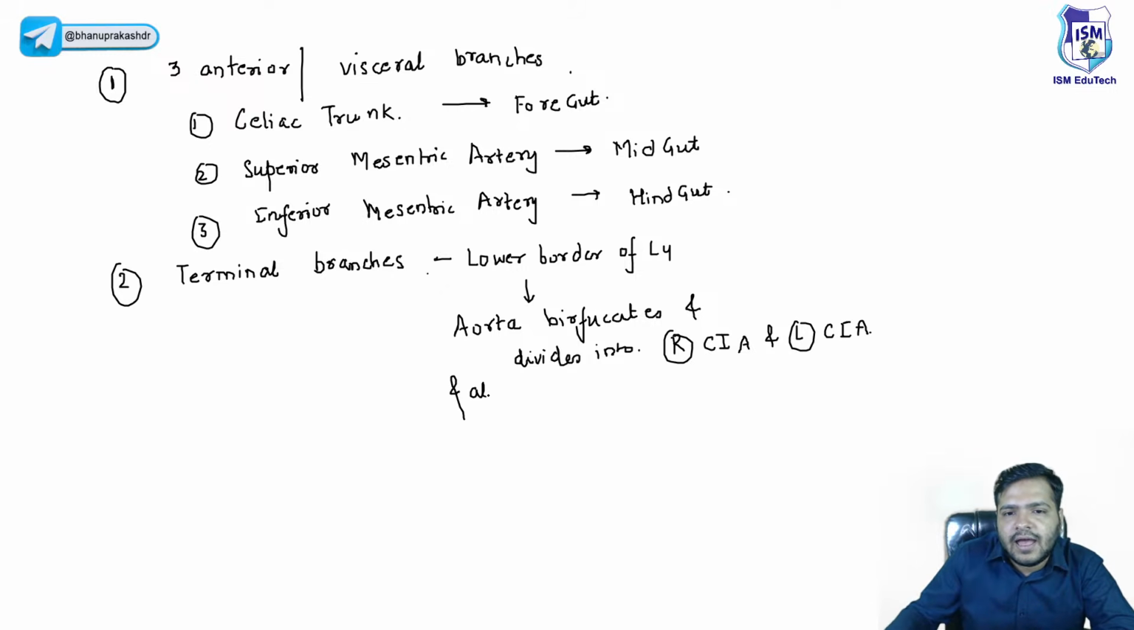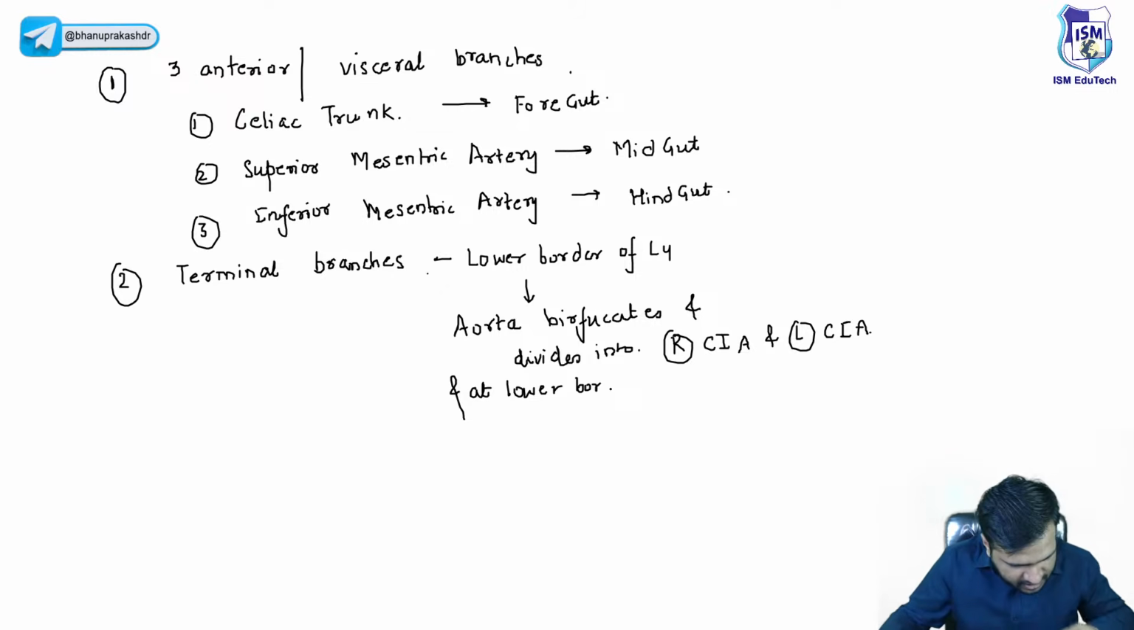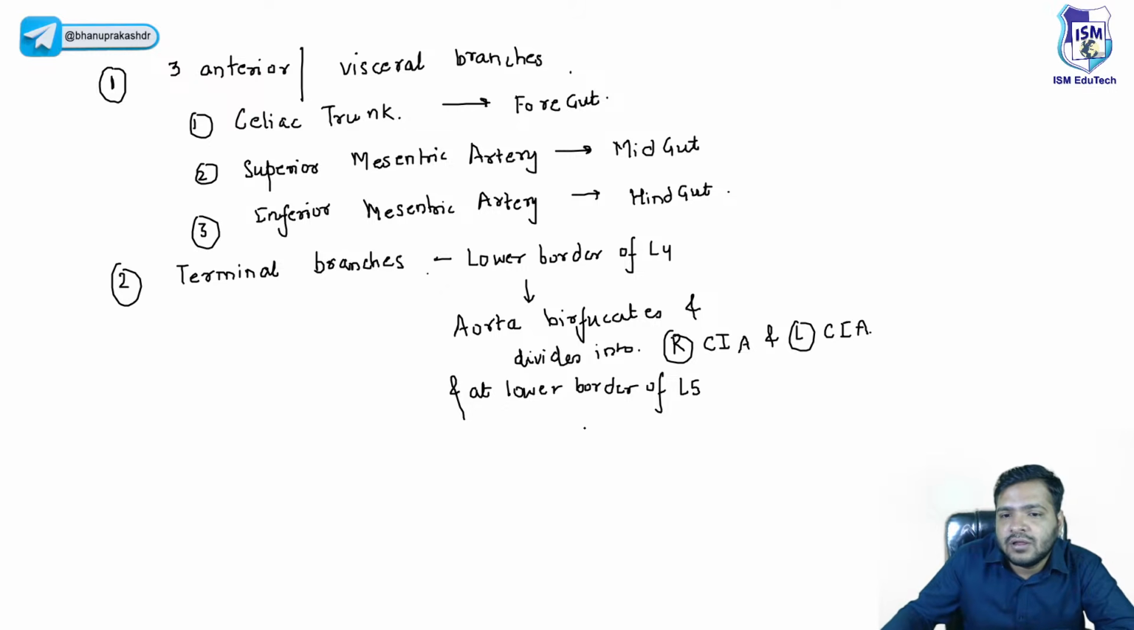And at the lower border of L5, this common iliac artery divides. Stomach to two-third part of the duodenum? No.